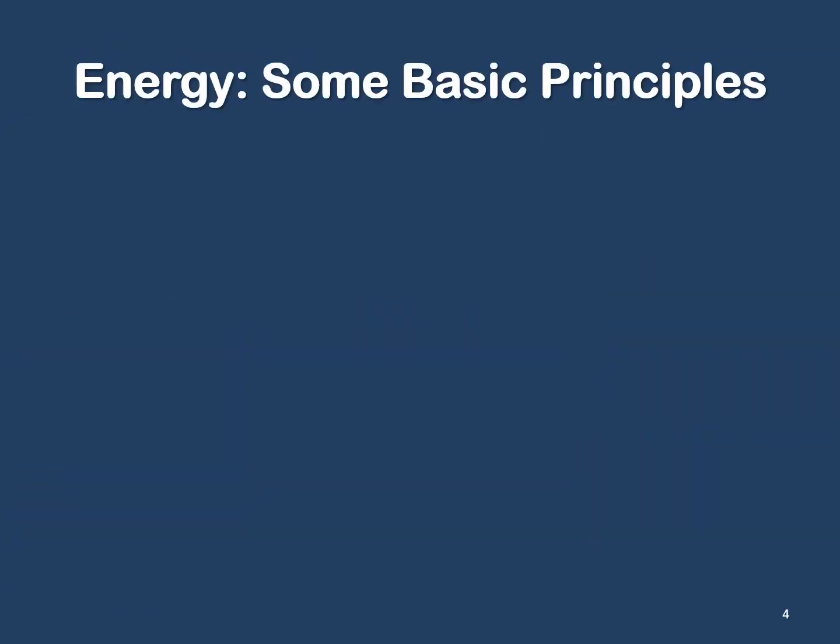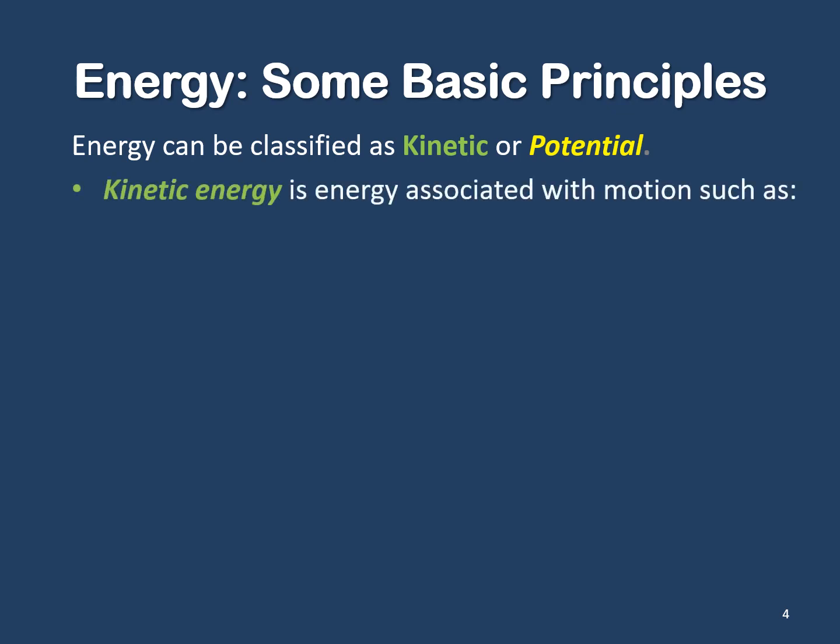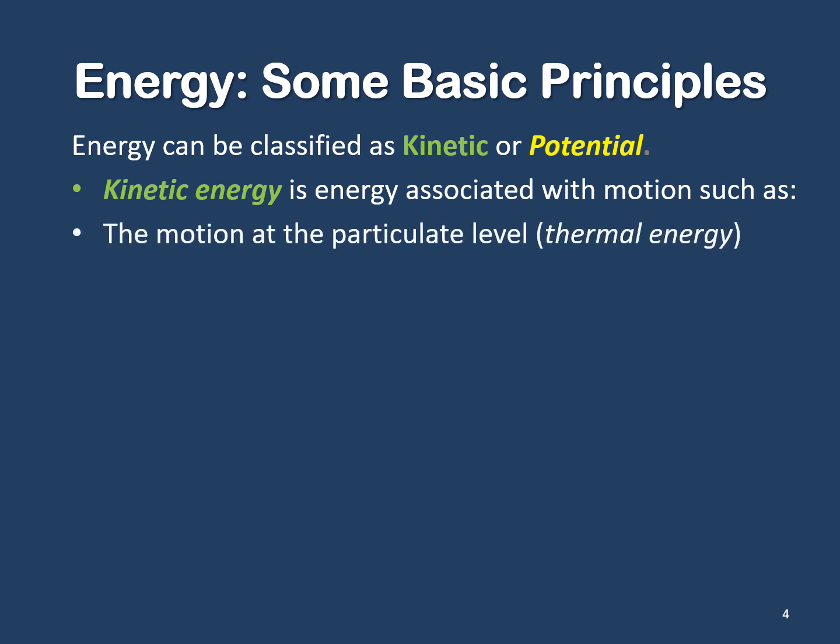All right, so let's move on. Let's talk about some energy, and we're going to kind of fly through these slides. There's really only one thing that I want you to take from both of these, or two things. Energy can be classified as kinetic or potential. So kinetic energy is energy associated with motion, and that's a definition you should definitely know. If something's moving, it's going to have kinetic energy, like motion at the particulate level. Thermal energy is a type of kinetic energy, like vibrations in solids or the movement of gas particles.